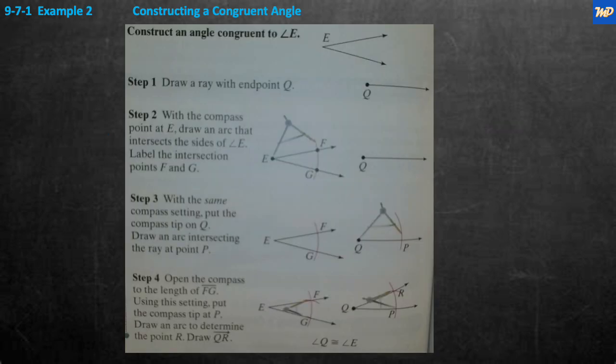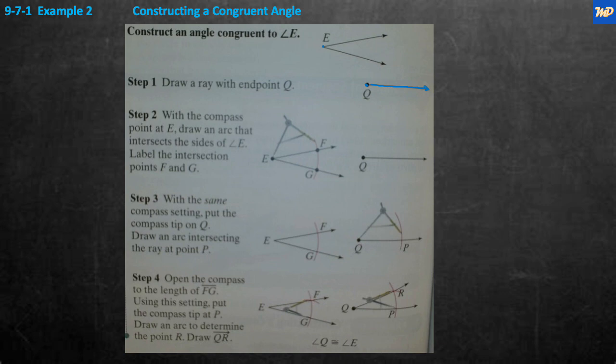Okay, example 2, constructing a congruent angle. So it says construct an angle congruent to angle E. So here we are. We have angle E right here. And we'll put a little point right there. We don't need a point there, but I'm putting one there. So we've got the angle. Now it says step 1, draw a ray with point Q. That's this ray right here. Point Q, and the ray goes off into infinity.